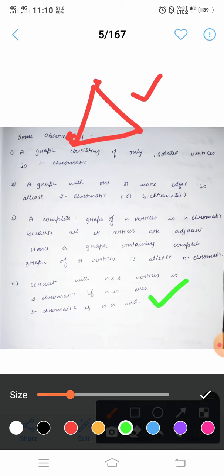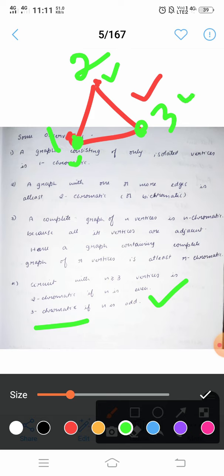I'm explaining this one. If I take color 1 for this vertex, the next vertex is adjacent to the vertex colored 1, so I have to take a different color, 2. This vertex is adjacent to the vertices colored with 1 and 2, so I have to take a different color, 3. See here, a circuit with 3 vertices is 3 chromatic.